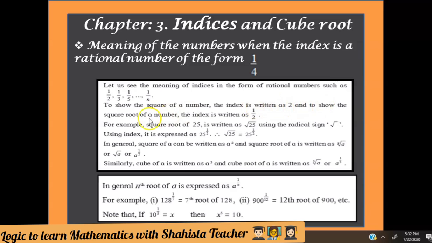And to show the square root of a number, the index is written as 1 upon 2. For example, the square root of 25 is written as root 25. That means the square root is given using the radical sign. This sign is known as a radical sign. ठीक है, ये साइन को हम क्या कहते हैं? रेडिकल साइन कहते हैं. स्क्वायर रूट के अंदर ये जो रूट की साइन है इसको हम रेडिकल साइन कहते हैं.